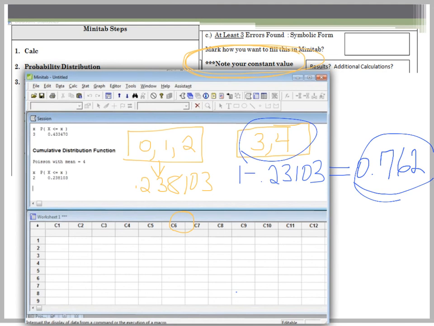Okay, so I hope this helps you understand a little bit more about how to use Minitab to calculate the Poisson probabilities.